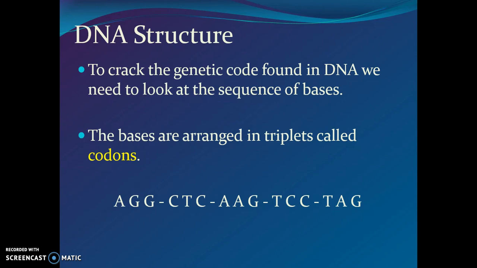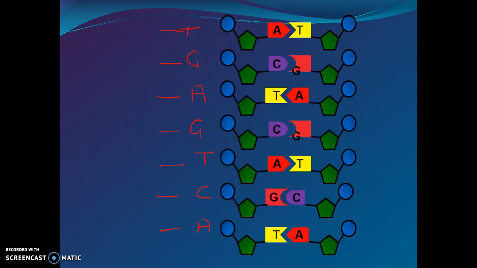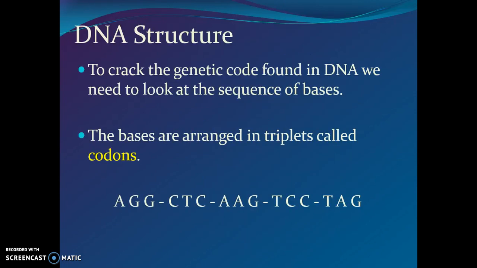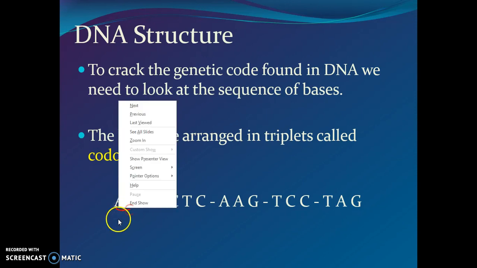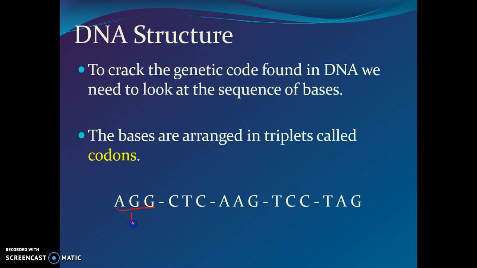So DNA structure: to crack the genetic code found in DNA, we need to look at the sequence of the bases. These are the sequence of the bases, like how it goes in DNA. And the bases are arranged in triplets called codons. So 3 bases make 1 codon. So this is 1 codon, this is another one. This is how it goes for the genetic code.